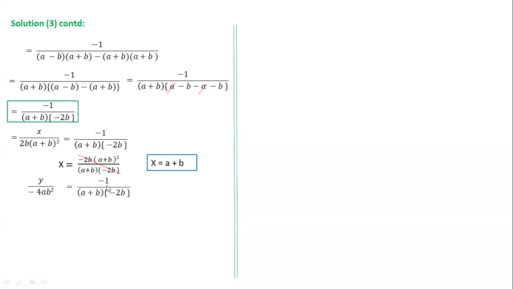Take the second and the third. Again, take it, cross it. Minus minus will become plus 4ab square, 4ab square upon a plus b into minus 2b. Now, 2 2s are 4 and 1 b cancels. So it becomes, and this minus plus becomes minus, minus 2ab upon a plus b is the y value.